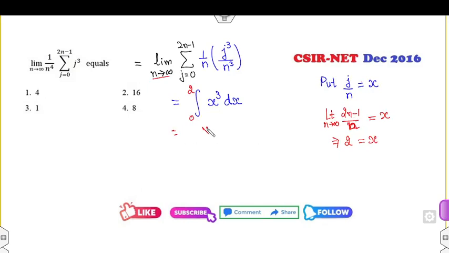Now can you integrate them? It is x to the power 4 divided by 4 from 0 to 2. So that means 16 over 4. 4 is my right answer of this problem. You can see I have solved all these 6 questions with the help of the shortcut tricks.